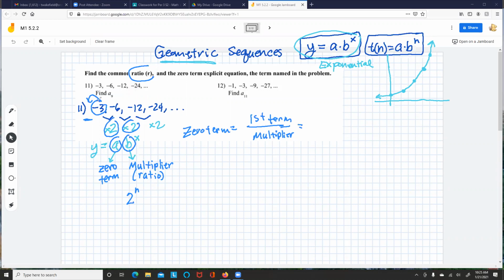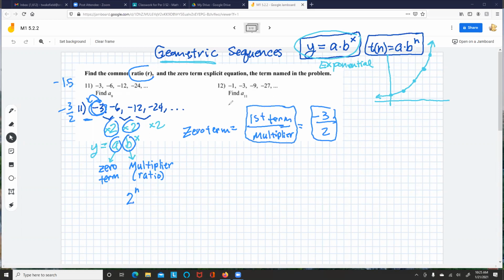So our first term is negative 3, and our multiplier was 2. We multiplied by 2, so now we're going to divide by 2. So this is the zero term. The term that precedes negative 3 is negative 3 halves, which is negative 1.5, but don't use a decimal. 1.5 is half of negative 3, right? So if I multiply 1.5 times 2, I'm going to get negative 3. So that is always how you come up with the zero term.